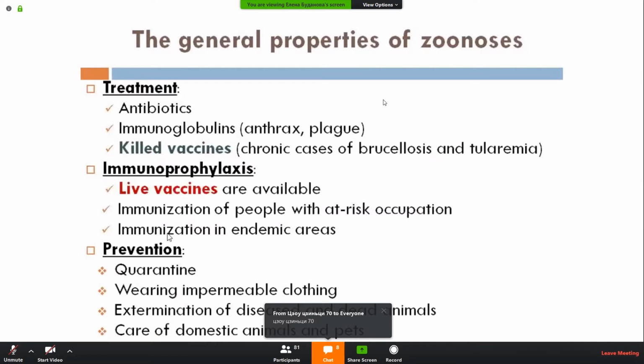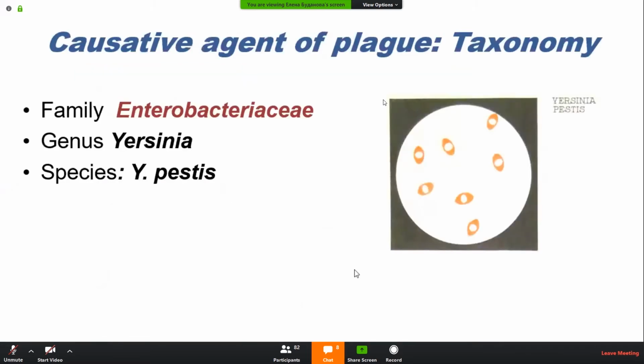Prevention measures include quarantine, wearing protective clothing and gloves, and extermination of diseased and dead animals, because there are zoonoses, so animals must be exterminated. Care of domestic animals and pets, I mean by vaccination, and personal and food hygiene. There are common features, common principles of prevention. Now let us move on to the first pathogen to be discussed. It is a member of the family Enterobacteriaceae that was thoroughly discussed before. It is Yersinia pestis, the causative agent of plague.